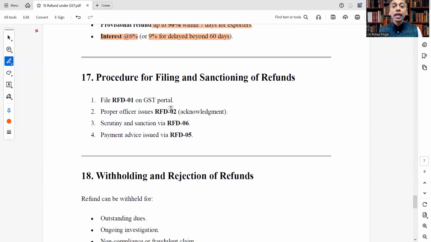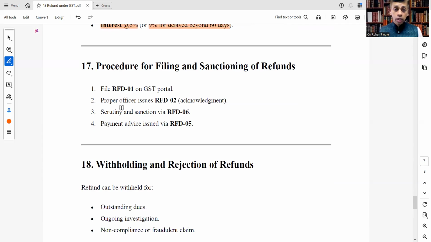Procedure for filing and sanctioning of refunds. File RFD01, that is a refund application on the GST portal. The proper officer issues RFD02, that is acknowledgement. And after scrutiny and assessment, the refund is sanctioned via RFD06. Okay, payment advice is issued via RFD05.